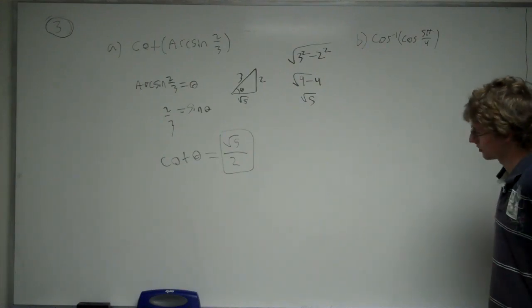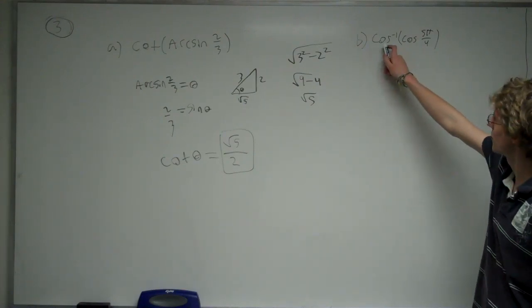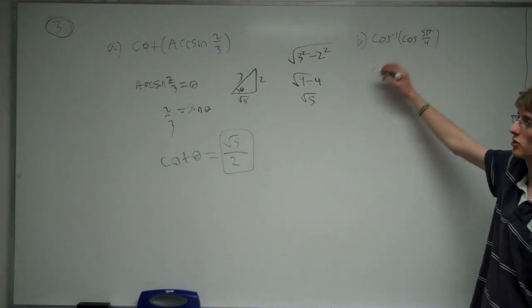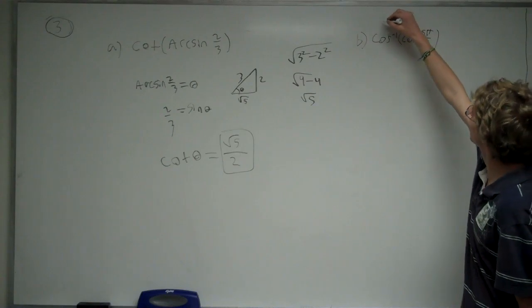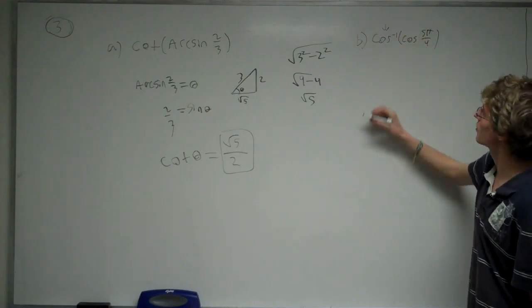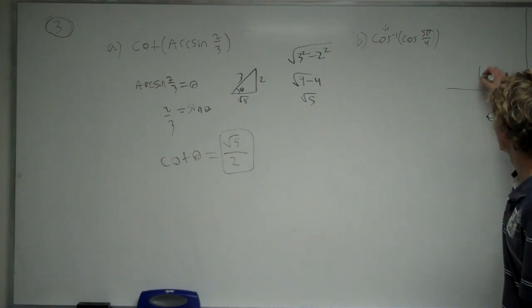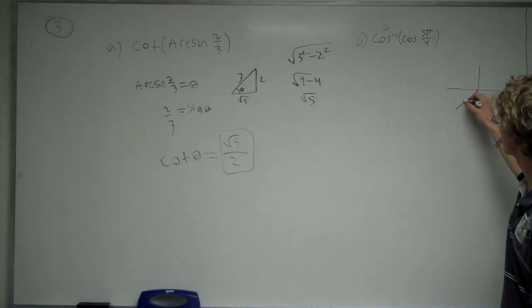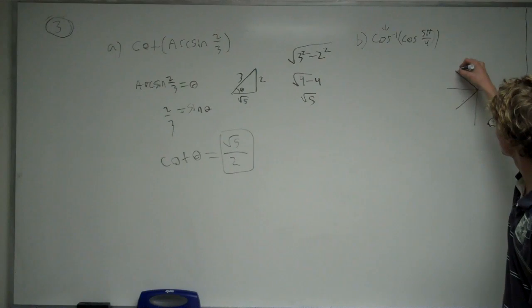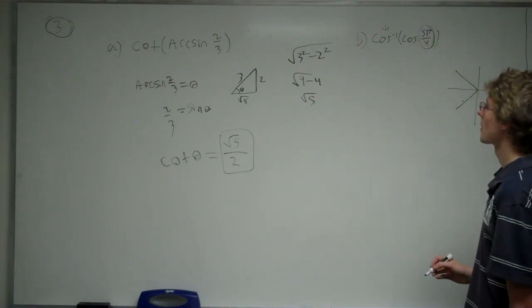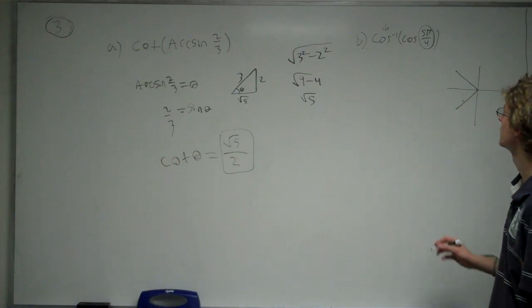Now for this one, if it was cosine out here and the inverse cosine inside, you would just be able to do a simple cancellation. But because the inverse is on the outside, we need to bring this angle from this quadrant up into this quadrant. Now to do that, we're going to subtract this angle by pi over 2.